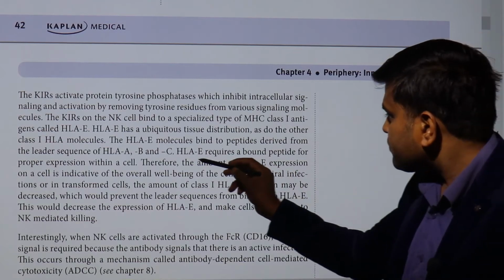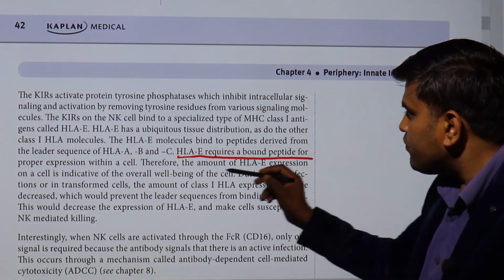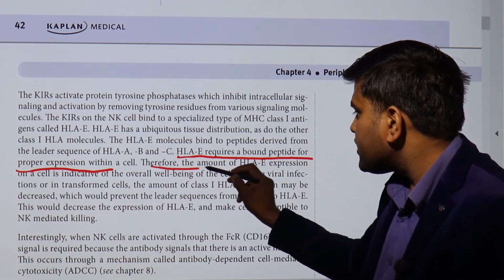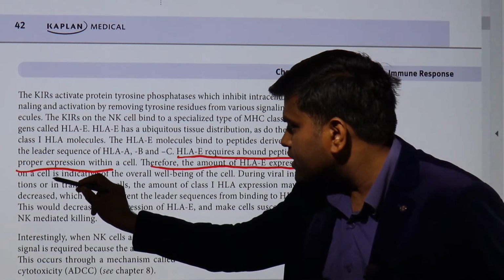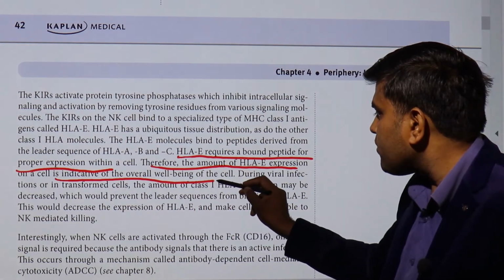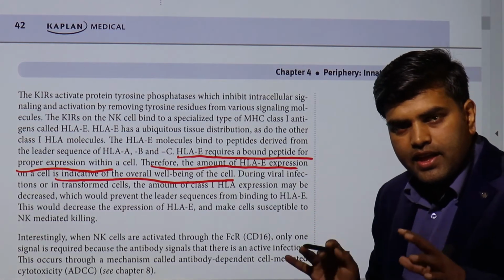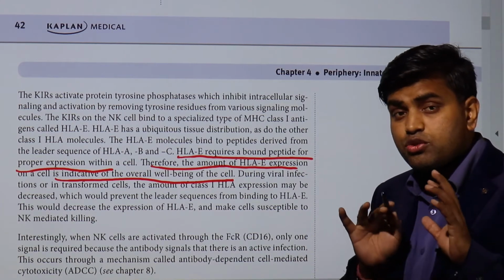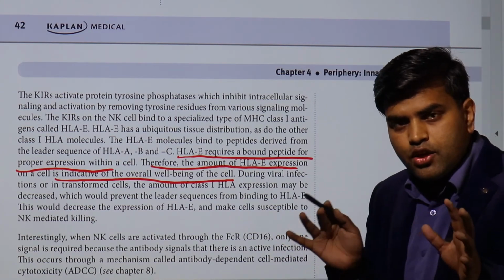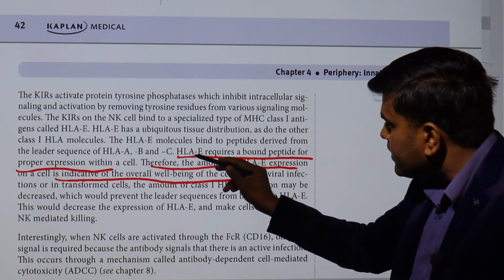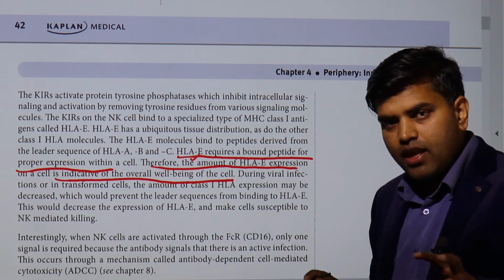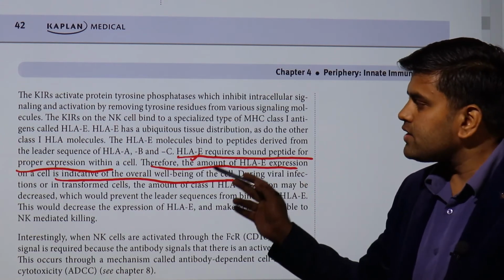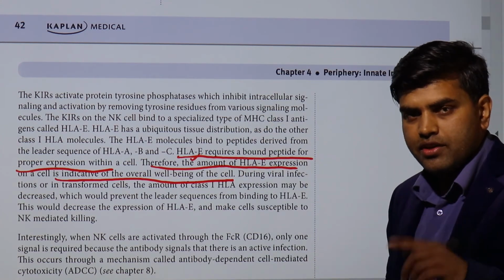That is important. If HLA-E is present on the cell, this indicates the well-being of the cell. So if there is HLA-E present on the cell, it means the cell is totally fine. The cell is totally active. The cell has no problem. So if HLA-E is present on the cell, it means that your cell is fine. This is detected by this killer inhibitory receptor.